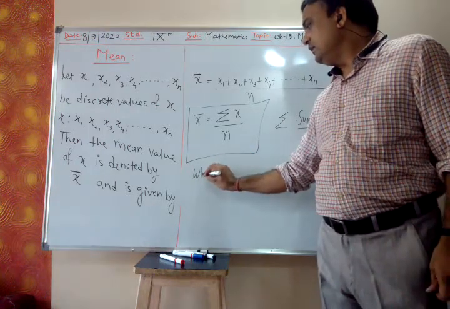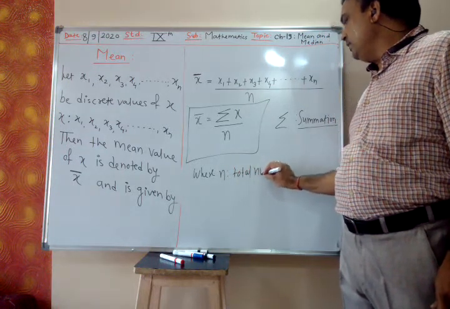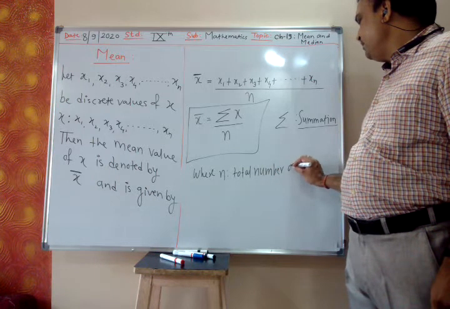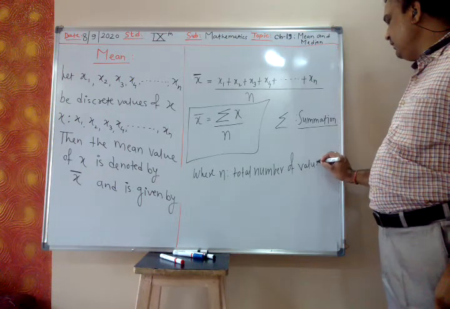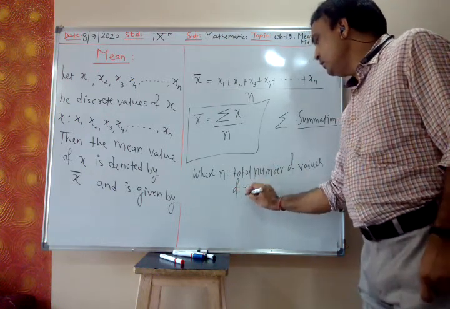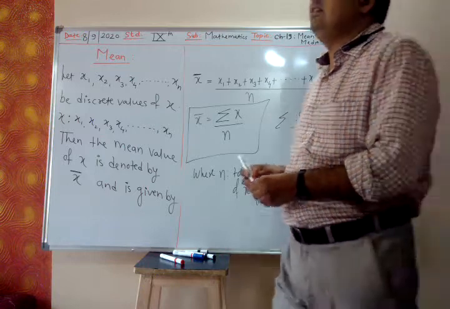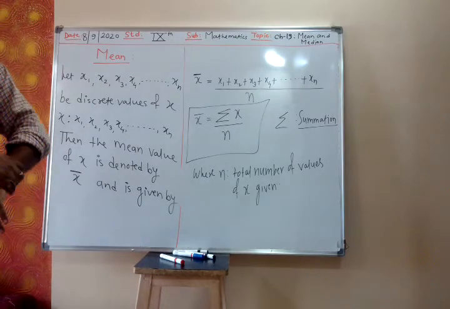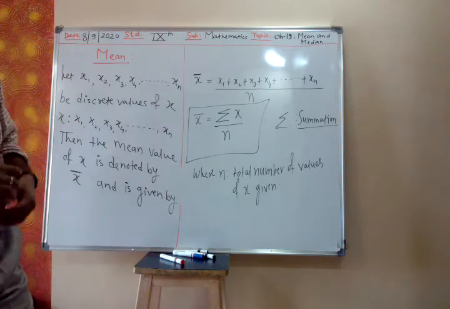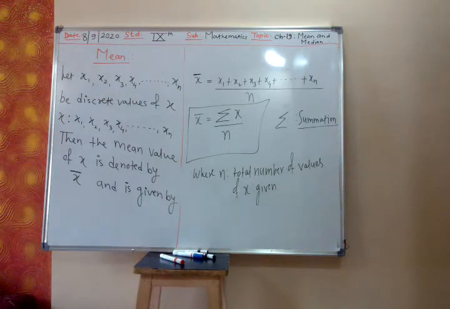Where small n is the total number of observations, or the total number of values of x given. So how many values of x are given? That is my small n. Simply we add all the values of x, then we divide this total by the total number of values given.